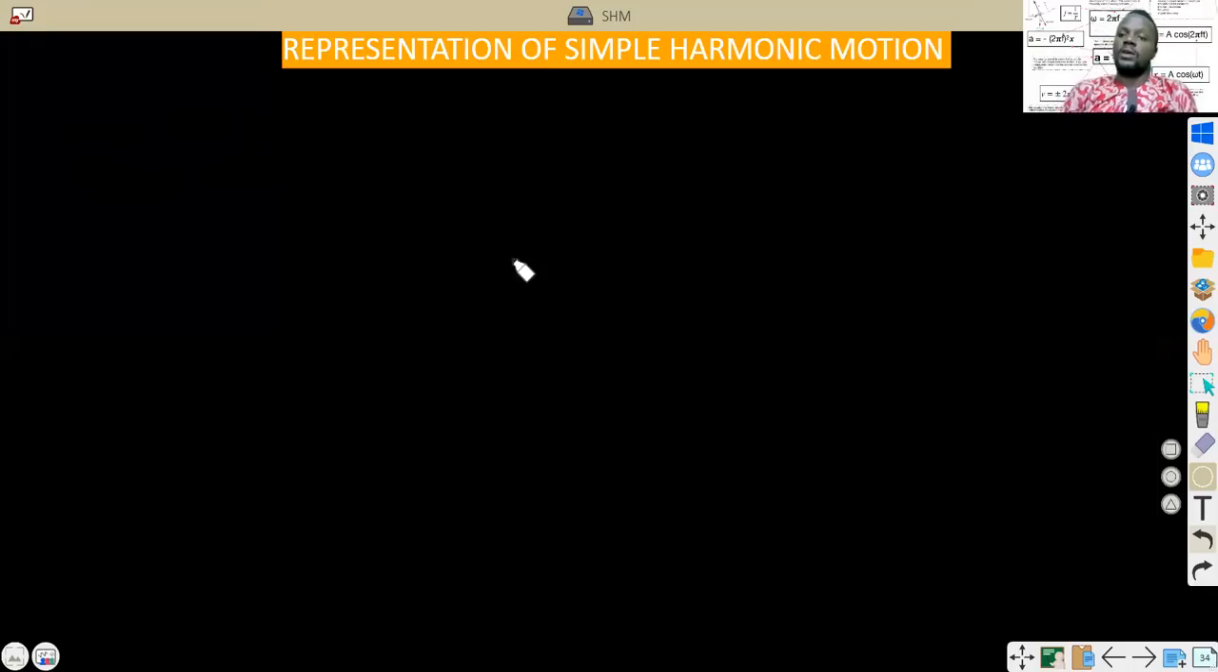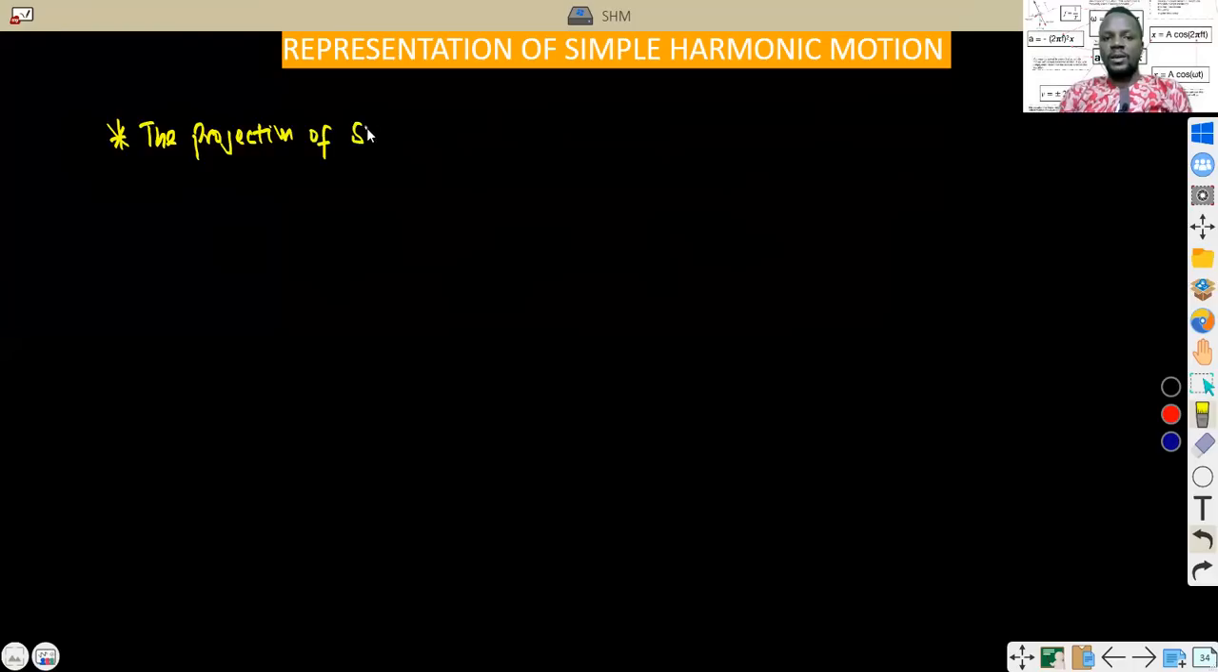What I'm trying to talk about is that we can just write a general note. For understanding's sake, the projection of a body in SHM can be represented by uniform circular motion.